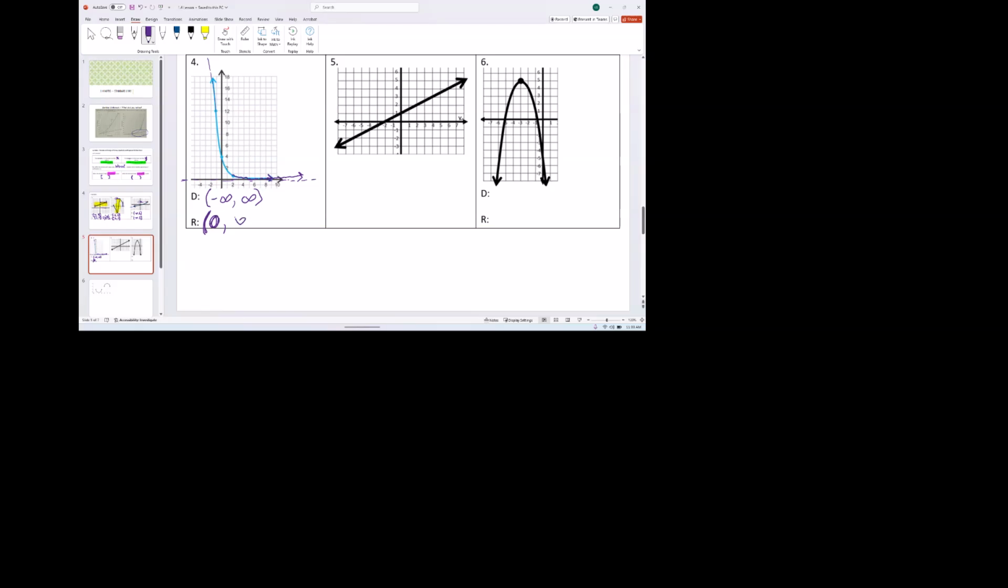Okay, will it go up forever? The range, yes. So it'll be from 0 to infinity. Okay, and why did I put a parenthesis on 0 again? Somebody repeat. It's never going to touch 0. Because of what? What's my favorite math word? Asymptote. Okay, all right. I'm going to give you a head start on 5 and 6. Go. See if you can identify the domain and range on 5 and 6.